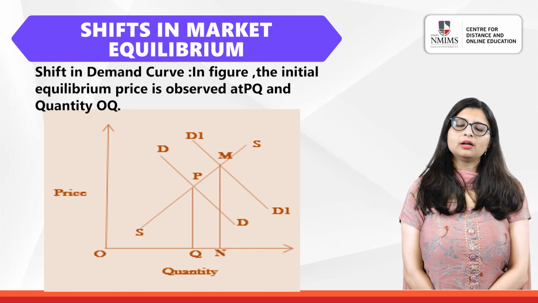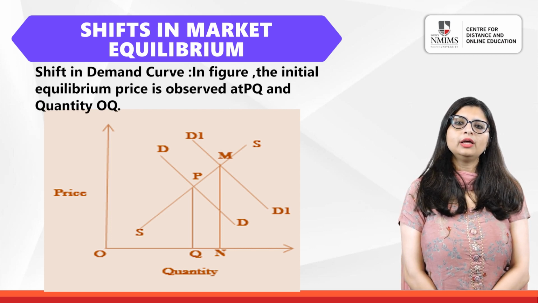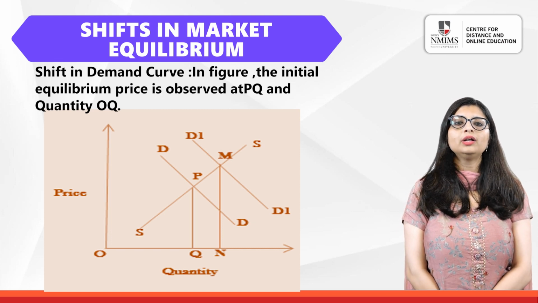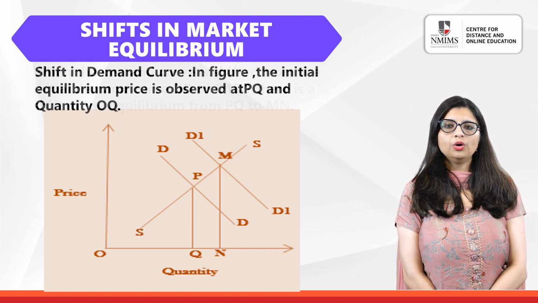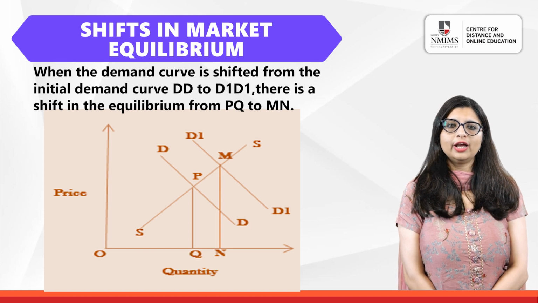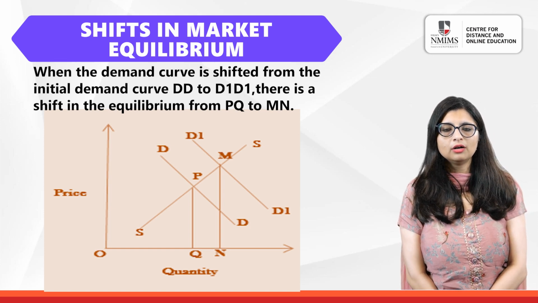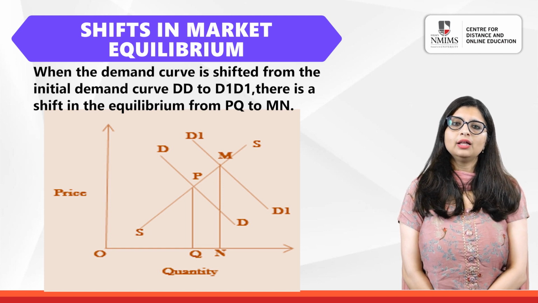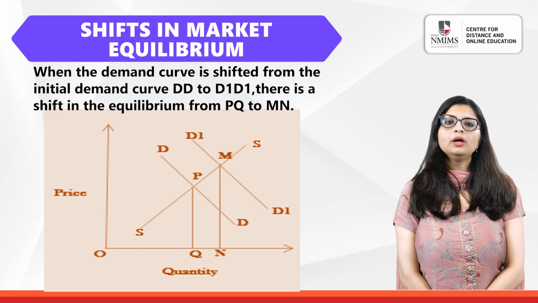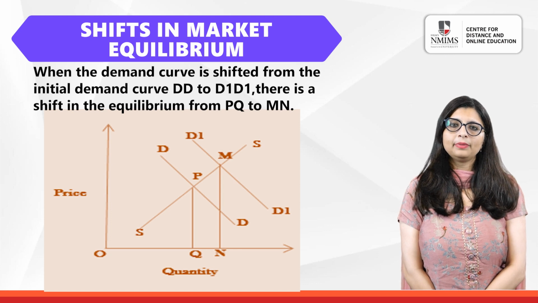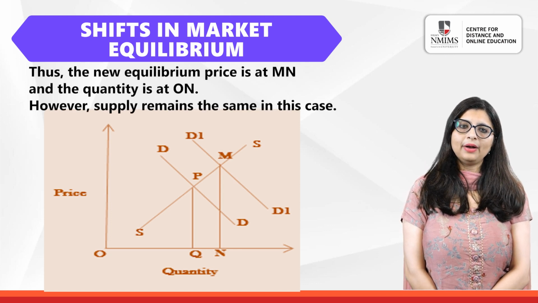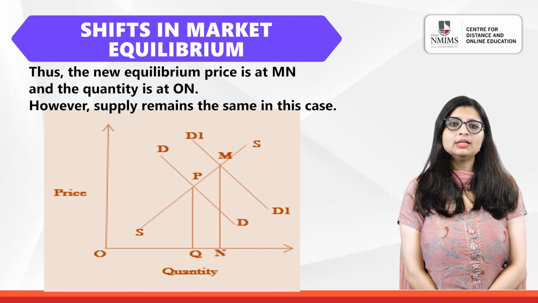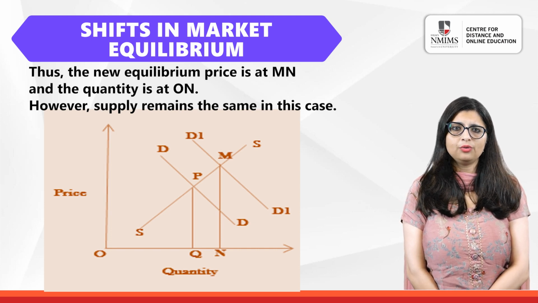Shift in the demand curve: in the figure, the initial equilibrium price is observed at PQ and quantity at OQ. When the demand curve is shifted from the initial demand curve DD to D1 D1, there is a shift in the equilibrium from PQ to MN. Thus, the new equilibrium price is at MN and quantity is at ON. However, the supply remains the same in this scenario.